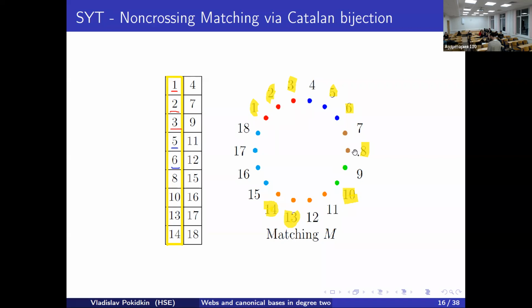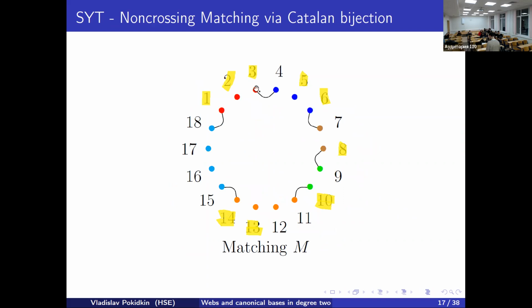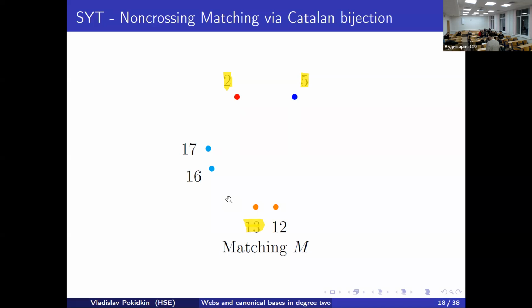To explain what the Catalan bijection is, I found a very simple algorithm to get the bijection. Let's choose two vertices that are close to each other, one a source and another a target, and we move clockwise and put an arc in case they are neighbors. So we can do this uniquely. It is the first step.